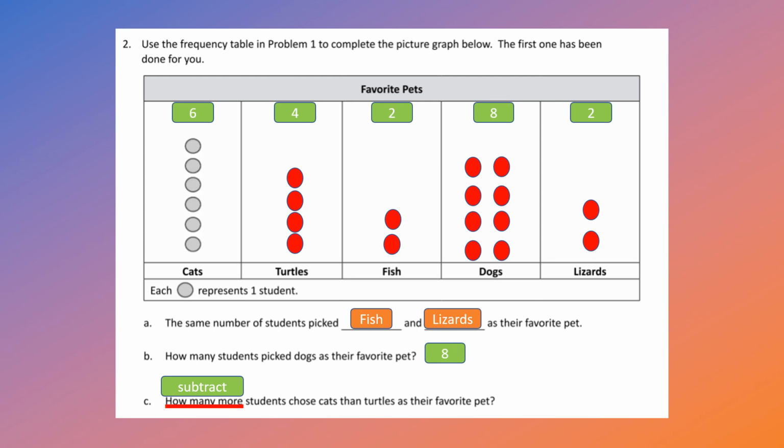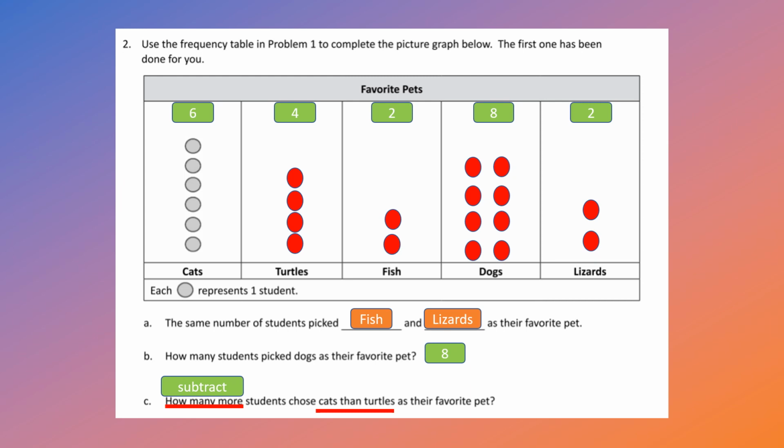Now, there are some variations. You might see how much more. You might see how many fewer or how much fewer. But those words together in that combination, how much more, how many more, how many fewer, how much fewer, you always subtract. So what are you subtracting? It says how many more students chose cats than turtles. Okay, so you're comparing cats to turtles. A comparison means you subtract.